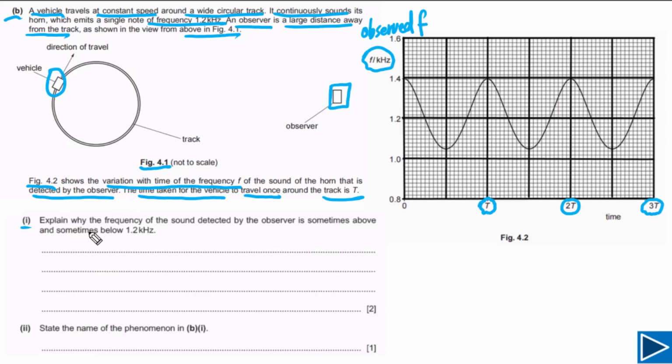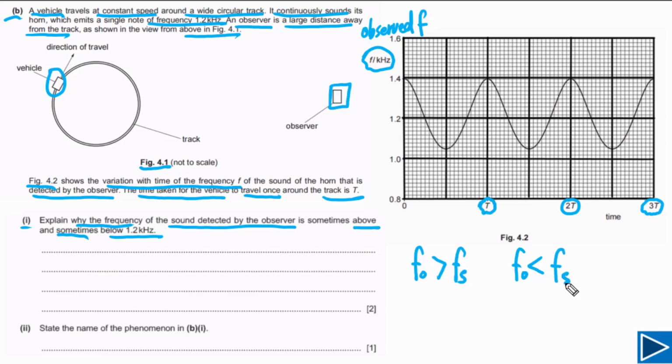Now for part B1, we need to explain why the frequency of the sound detected by the observer is sometimes above and sometimes below 1.2 kilohertz. And 1.2 kilohertz is the frequency of the sound produced by the source. Observed frequency, it is given to us, is sometimes higher than the frequency of the sound produced by the source. It is also given to us that sometimes observed frequency is lower than the frequency of the sound produced by the source. Now we need to understand why sometimes it is lower and why sometimes it is higher. And that is only possible if there is a relative motion between source and observer. So this is the first point we need to understand.